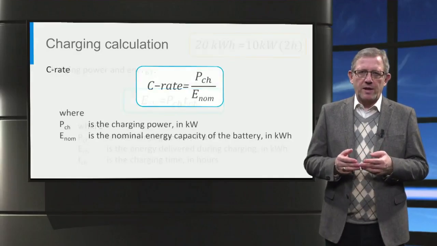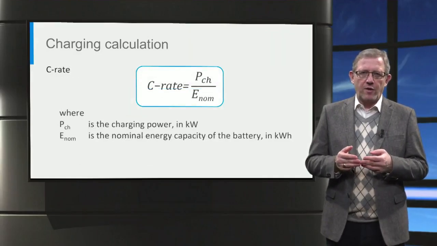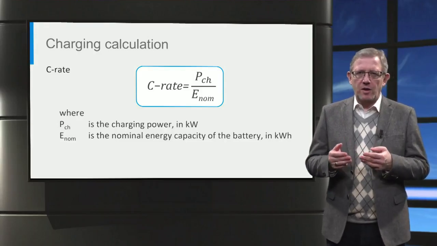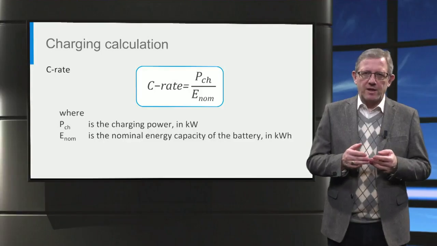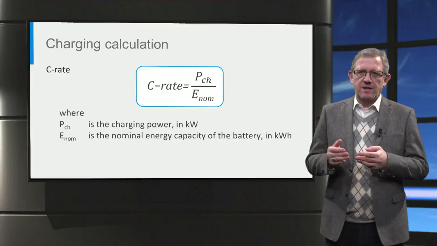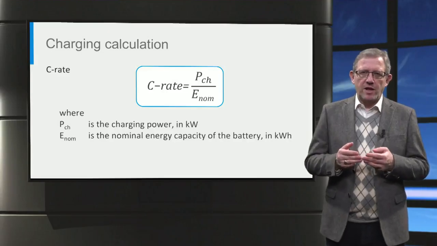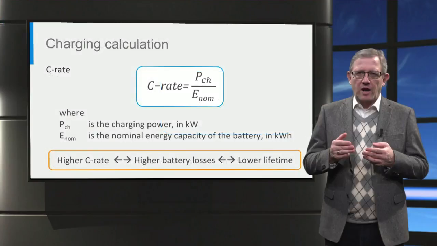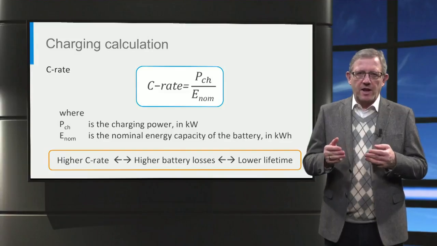The next important parameter is the charge rate, often referred to as the C rate. It is the ratio of the charging power to the nominal energy capacity of the battery. As the charging current increases, so does the C rate. The importance of C rate is that as the C rate increases, battery losses and temperature of the battery increase as well. This eventually reduces the lifetime of the battery. Hence, to ensure a long lifetime of the battery, lower C rates are preferred.